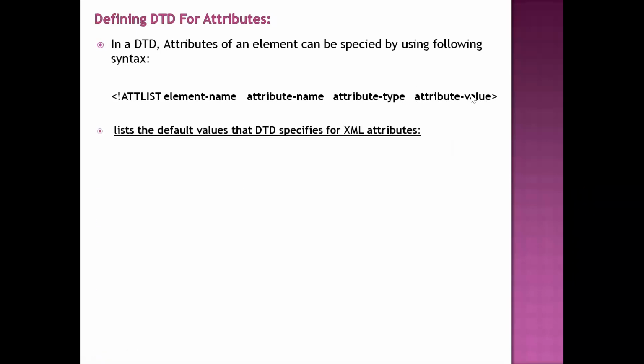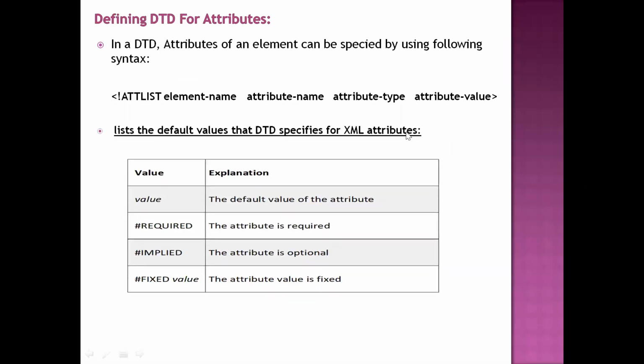Let's take one example. In the previous examples we saw the title tag, in which we write language as an attribute. Just see how to specify that: ATTLIST, then title, since we specify the language attribute in the title tag. The name of the attribute is language, and the type of the attribute is character type, so we need to specify whether it is PCDATA or CDATA.